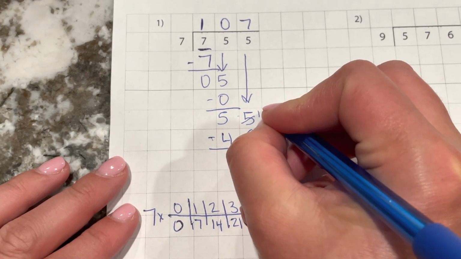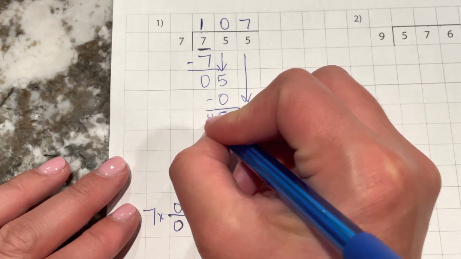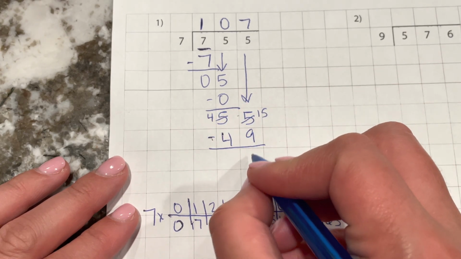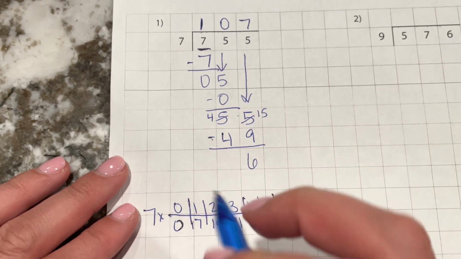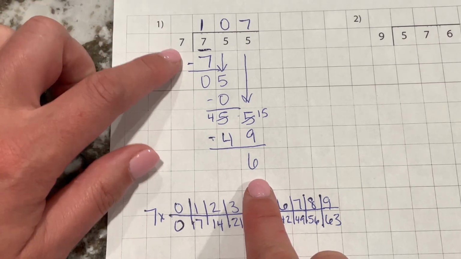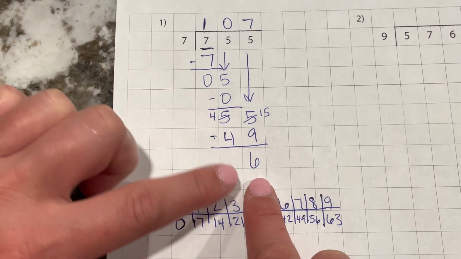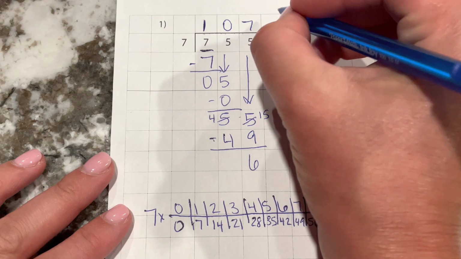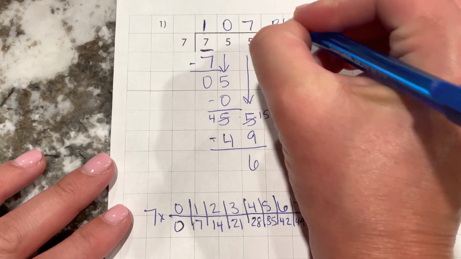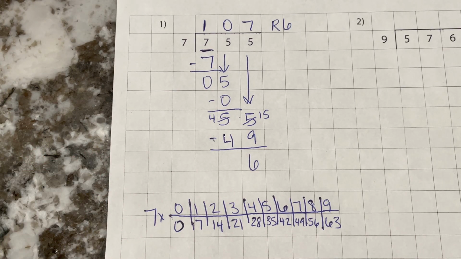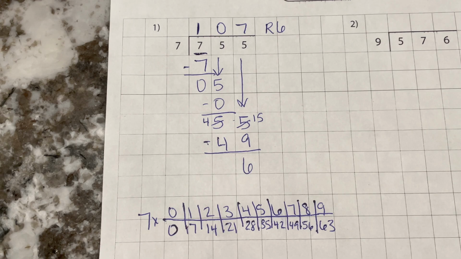Well, if you got to borrow, go ahead. Some of you can do that in your head. 15 minus 9 is 6. 7 does not go into 6. Okay, so we're done. So that means my remainder is 6. So my answer is 107 with a remainder of 6. Pause it if you need to fill that out.